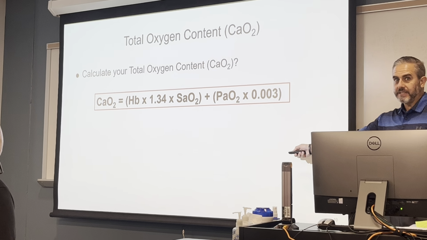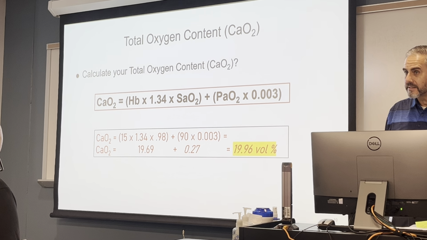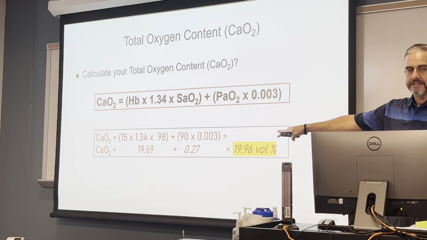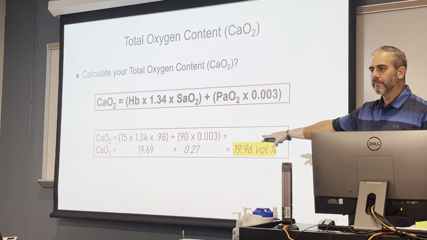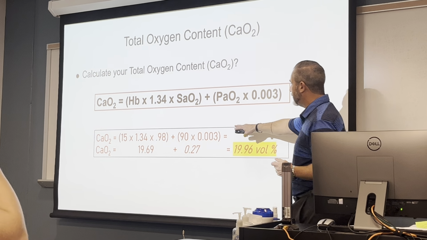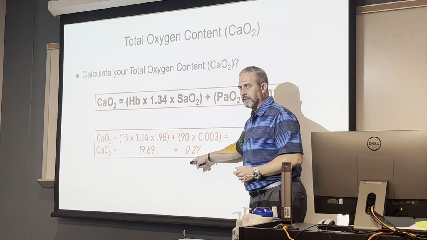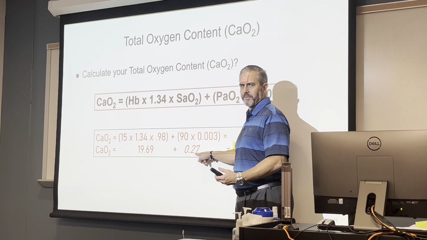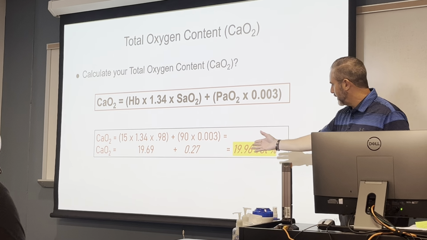Okay, so let me see what I got. See if we agree. 19.96 is what my calculation was. Again, 15 times 1.34 times 0.98 should equal 19.69 for the left side. Right side, 90 times 0.003, 0.27. Again, notice this is a very small number. The amount of oxygen carried dissolved in the blood plasma is a very small amount. Add the sides together, 19.96.